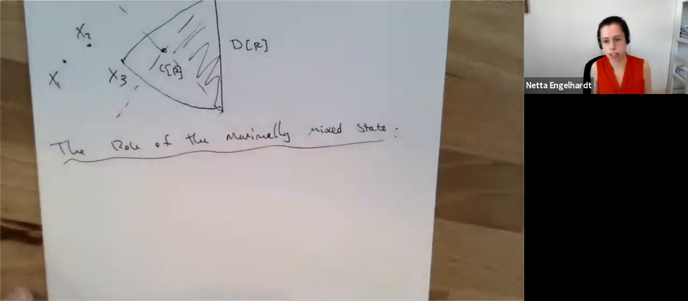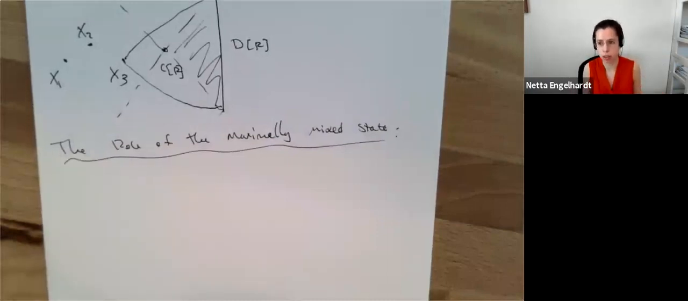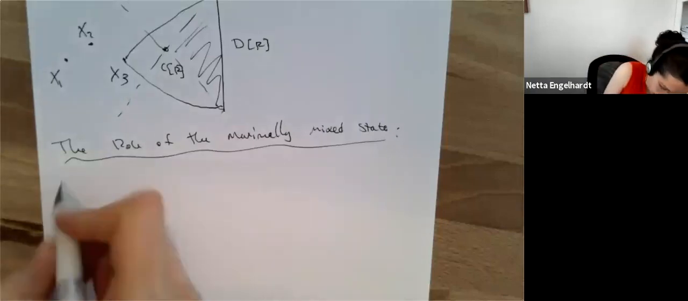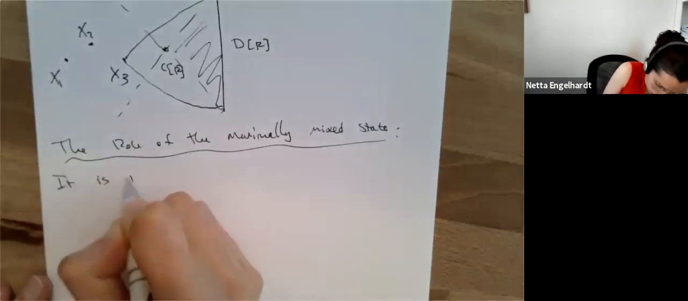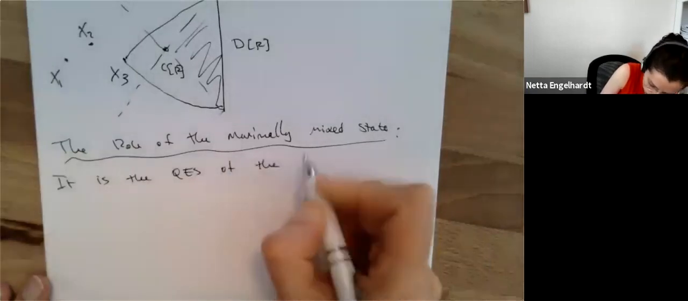So the relevant state, as you might have surmised at this point, is the maximally mixed state. It gives you the correct quantum extremal surface that demarcates the region that you can reconstruct in a state independent way versus the region where the reconstruction is going to be state dependent. So it is the QES of the maximally mixed state in your code subspace.